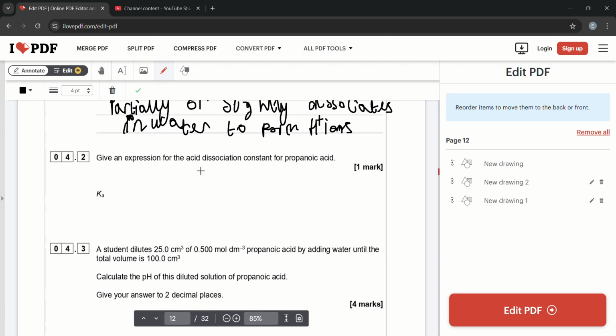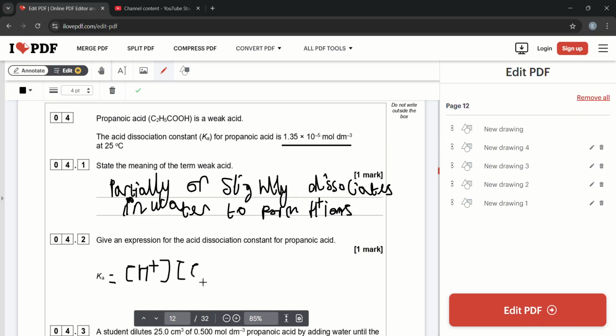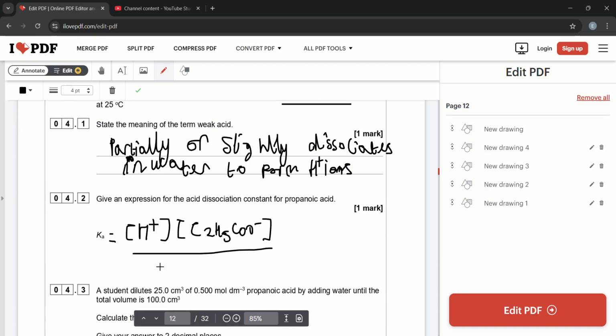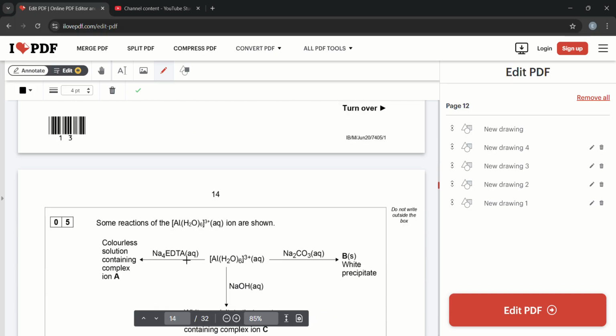Given the expression for the acid dissociation constant for propanoic acid, it's going to be H plus times C2H5COO minus over propanoic acid, C2H5COOH. Then question 4.3, and that's it.